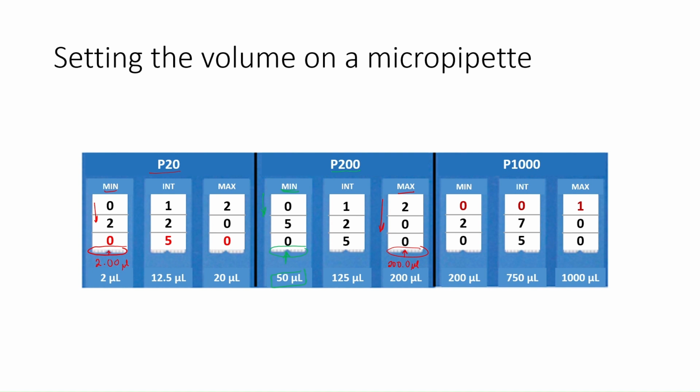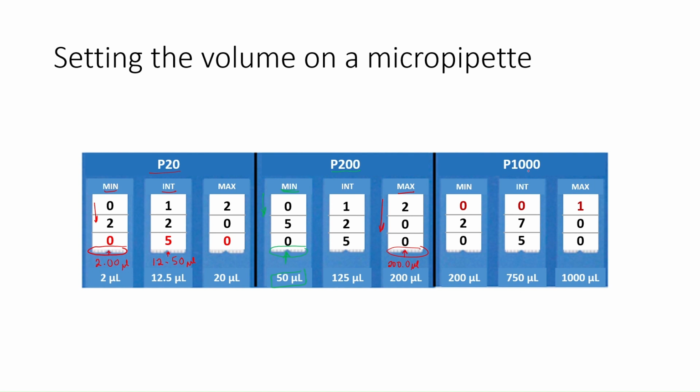If we wanted to read a middle volume here in the intermediate part, we have our black digits tell us 12, and then the red tells us our decimal point is 5. And then since our arrow is pointing right onto this line in the middle, you have another 0. So you're reading 12.50 microliters.